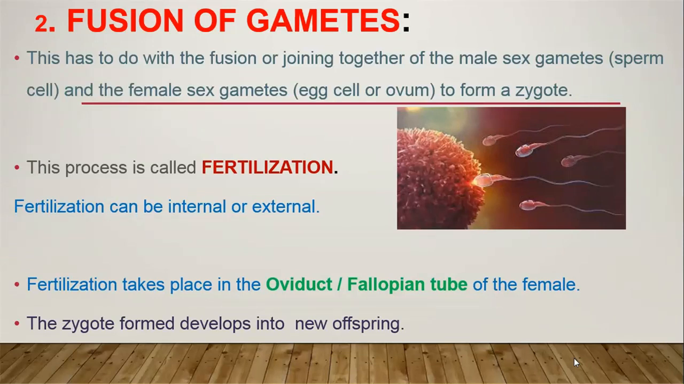Here is an image showing fertilization. You can see the sperm cell swimming towards the egg cell. Now one of the sperm cells was able to fuse into the ovum, and at that point fertilization will take place. That is the lucky sperm cell. Alright, so fertilization actually takes place in the oviduct, or should I say fallopian tube of the female. Oviduct is also known as fallopian tube. Now the zygote that is formed at the end of fertilization develops into a new offspring.